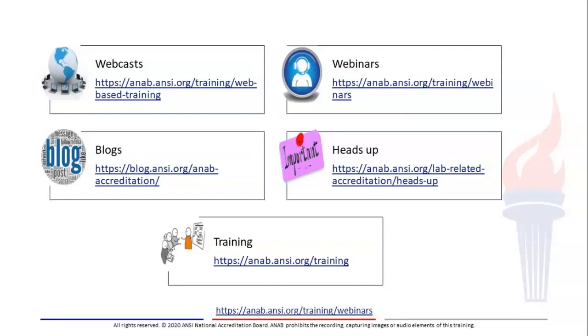For accredited laboratories, ANAB uses the Heads Up to send pertinent information on documentation, policies, and procedures, as well as general information for the accredited laboratories. All of the historical laboratory-related Heads Up can be found on the ANAB website at the address shown here.